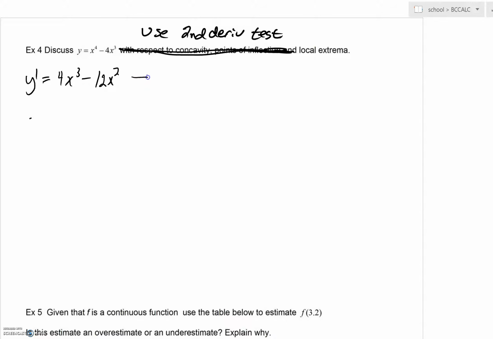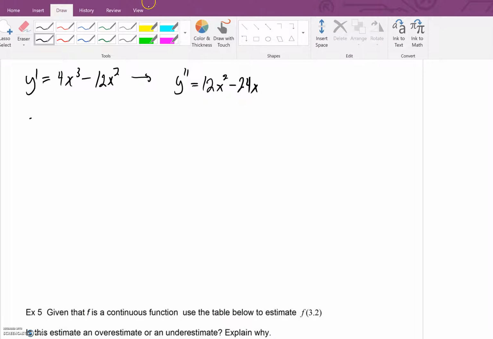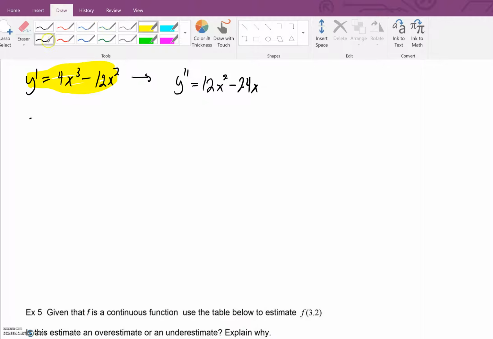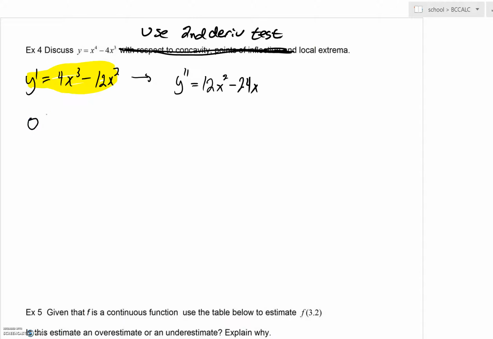Well, before we even begin, we are going to need a second derivative. We might as well do that real quickly. That wouldn't take too long, would it? A second derivative would get you 12x squared minus 24x. That being said, however, we are focusing on our critical numbers. And it's only going to take us a moment to find that.